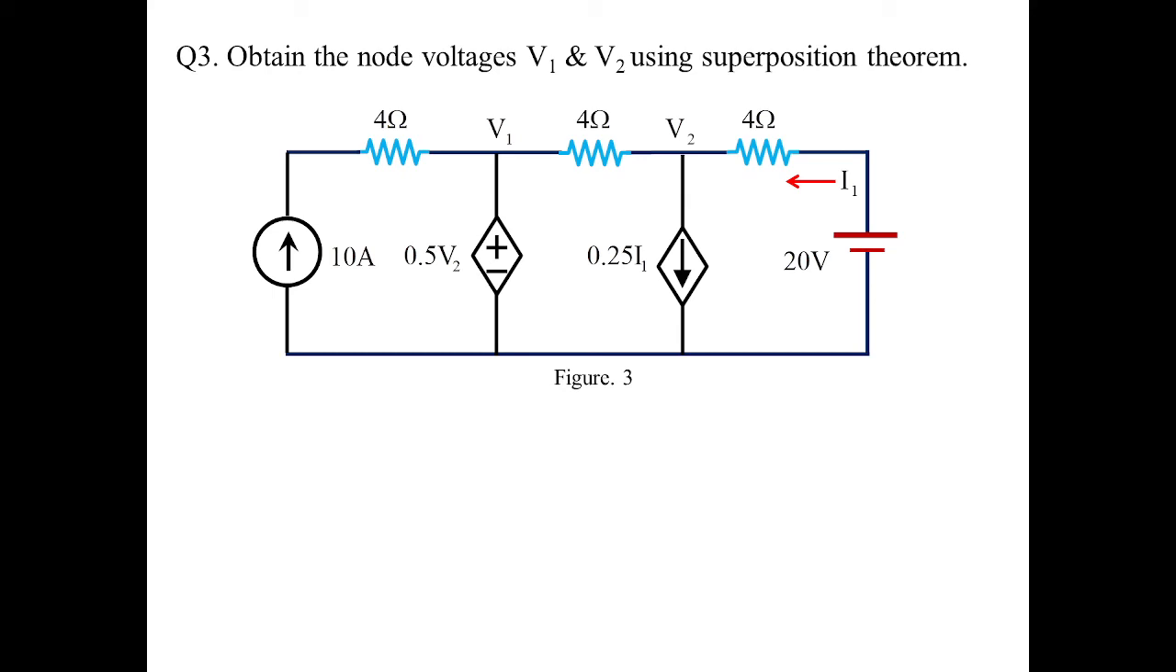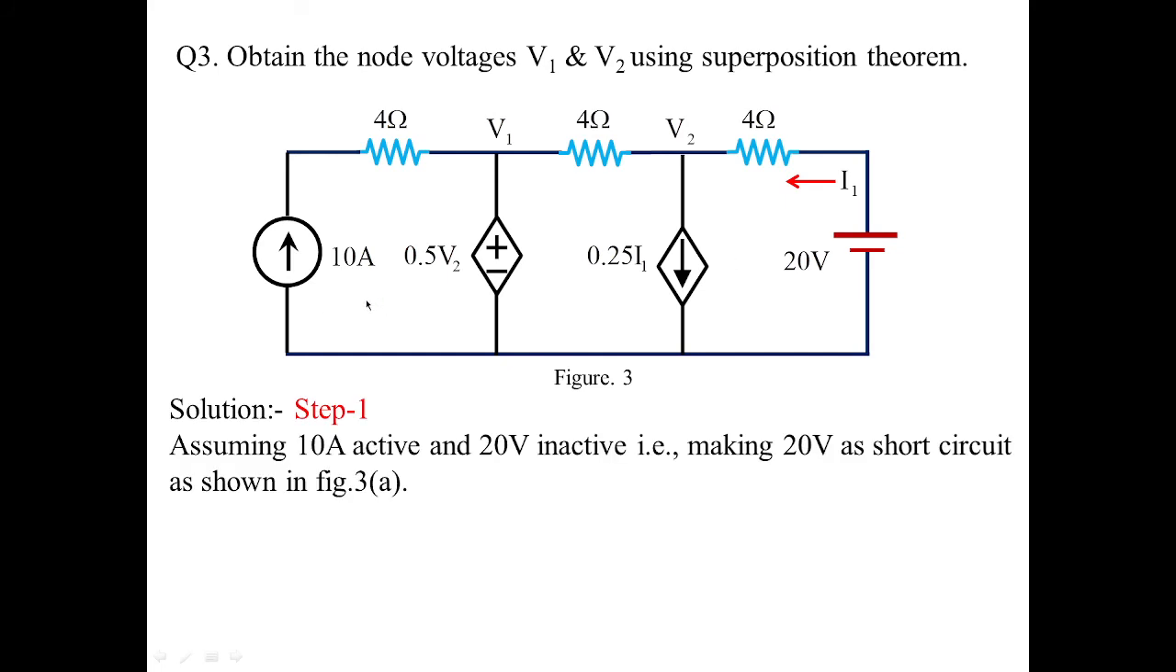Let us go with another problem where you need to find out the node voltages V1 and V2 using superposition theorem. So unlike the previous two problems, here you can see we have voltage dependent voltage source and current dependent current source, and we need to find out the node voltages V1, V2 using superposition theorem.